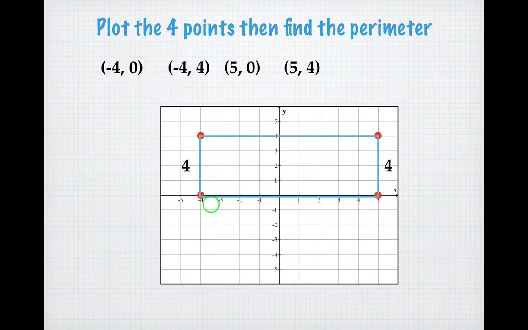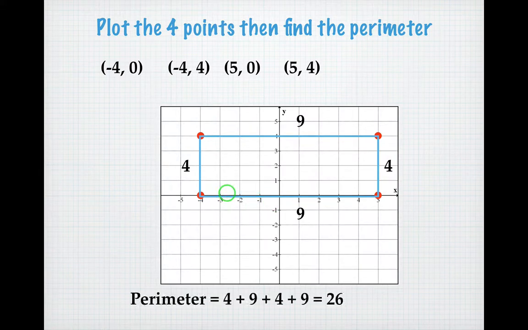So now let's find the distance down here. 1, 2, 3, 4, 5, 6, 7, 8, 9. The distance on the bottom is 9. That means the distance on the top is 9 as well. And we know the perimeter, we add 4 sides. So I'm going to do that down here. 4 plus 9 plus 4 plus 9 is 26. That is the perimeter there. It's also twice the width. Twice the width would be 8, plus twice the length would be 18. 8 plus 18 is 26 there.